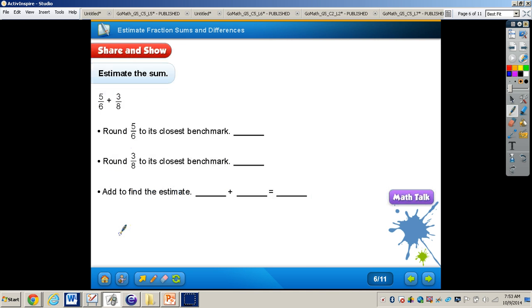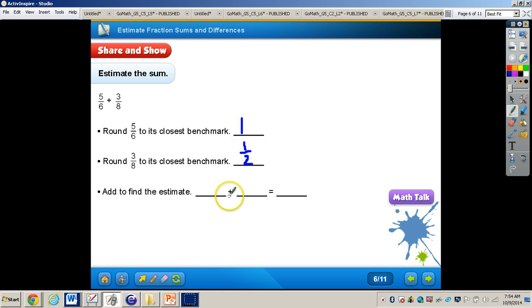Okay, now thinking about the process that we went over as far as rounding to the closest benchmark, we have 5/6 plus 3/8. We're going to do this together. Thinking about it on a number line, 5/6 is very close to the benchmark of 1. Why do we know that? Because the 5 is very close to a 6. It's only 1 off of the 6, so close to the 1. Now 3/8, round 3/8 to its closest benchmark. That's going to be 1/2.